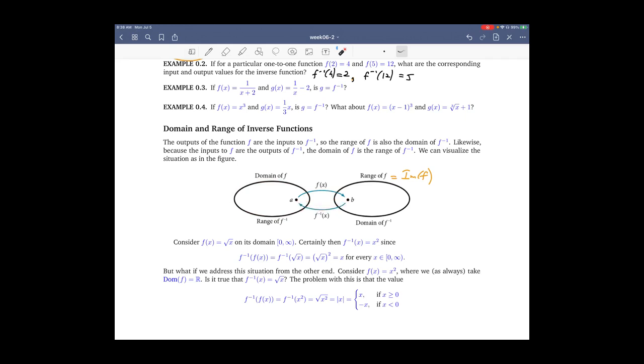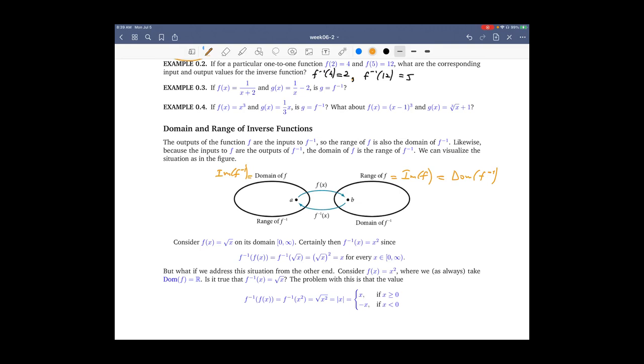And it's clear from this picture that the potato on the right, which is the image of f, is also the domain of the inverse of f. Much like the potato on the left, which is the domain of f, is also the image of f inverse. So there is this close relationship between the domain and image of a function and its inverse.